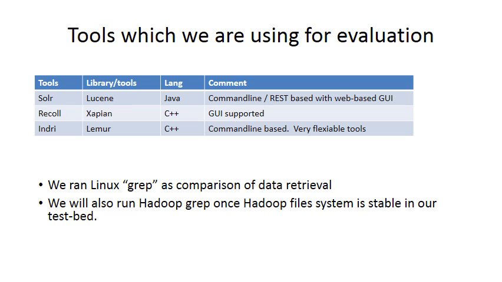To use the libraries, we are using existing tools like Solr, which uses the Lucene library, Java-based, and Xapian, which is C++ based, and Lemur, using the Lemur library, which is C++ based. It's a command line based tool. Once we have these tools set up for evaluation, we are going to run the Linux grep as a comparison for this data retrieval, and hopefully later on, once we have stabilized our Hadoop setup, we're going to use a Hadoop grep as a comparison also.